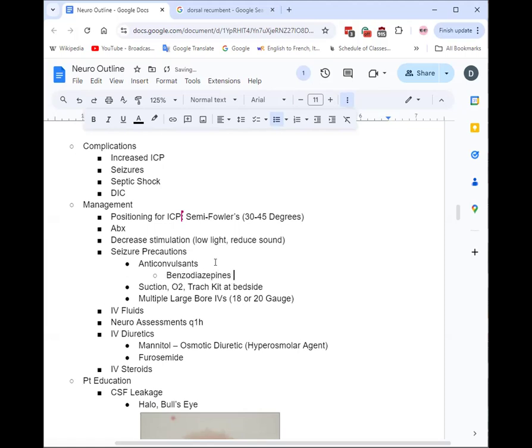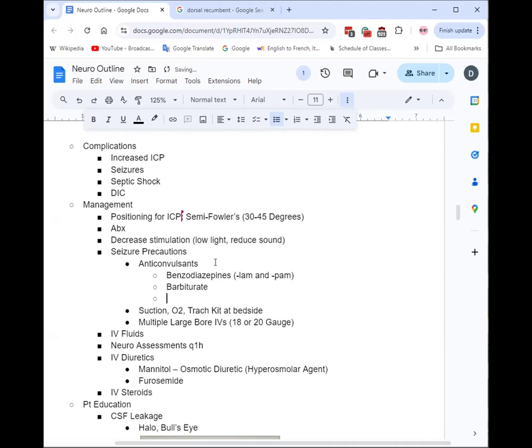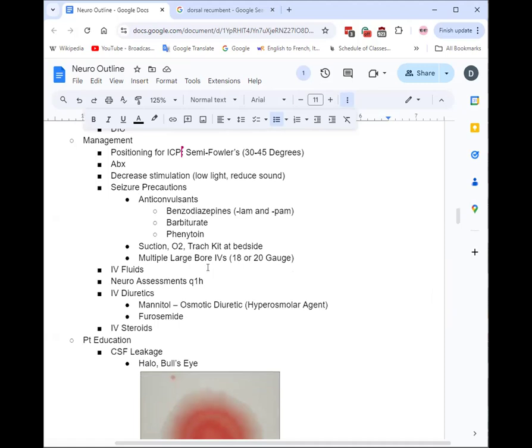Some of your anticonvulsants involve benzodiazepines. So that's your zolams. If I see them, I recognize them, but the endings always elude me. Yeah, lams and pams. Barbiturates, phenytoin, stuff. Probably more of the first two than anything, but yeah, you can get anticonvulsants going for that person if they have seizures.